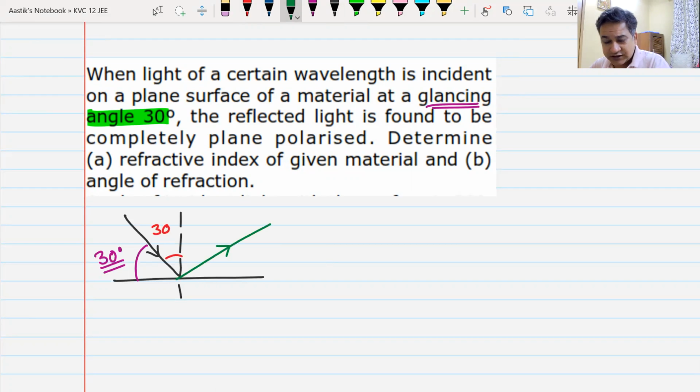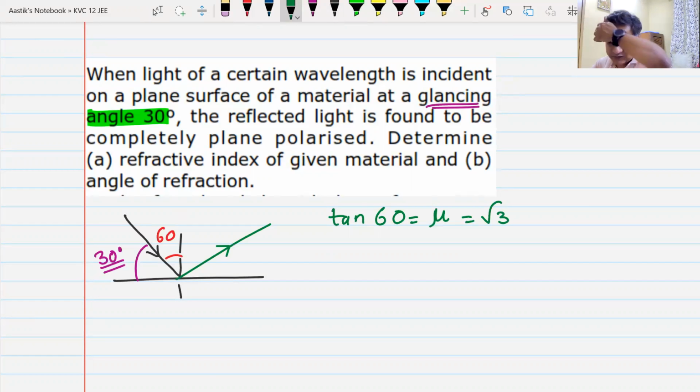That means it is the Brewster angle. Yes or no? So tan of this Brewster angle, tan of... no, not 30. This is 30, I've written it wrongly. This is 60. So tan of this 60 has to be your mu. So tan of 60 is mu. That's it. You get the value of mu as root 3.